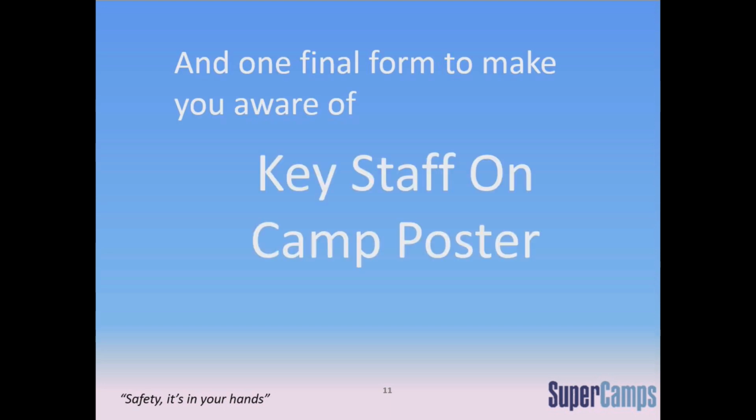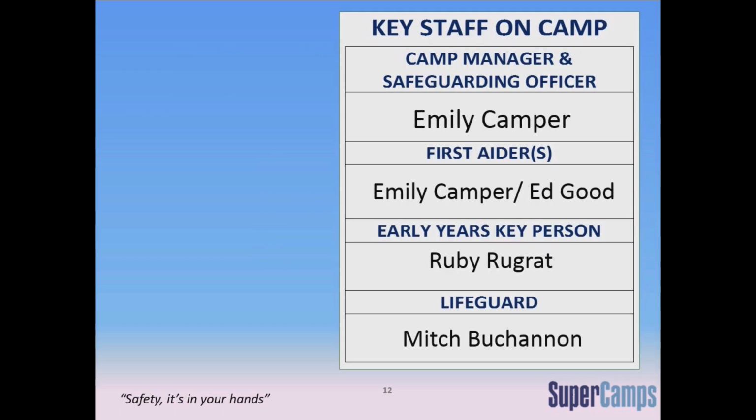And one final form to make you aware of is the key staff on camp poster. So basically this needs to be in every operational Super Camp's room, and it notifies people of the camp manager, safeguarding officer, the first aiders, the early years key person, and if you have a pool, the lifeguard. And like I said, this needs to be filled out, and one sheet needs to be up in every room that Super Camps operates in the school.